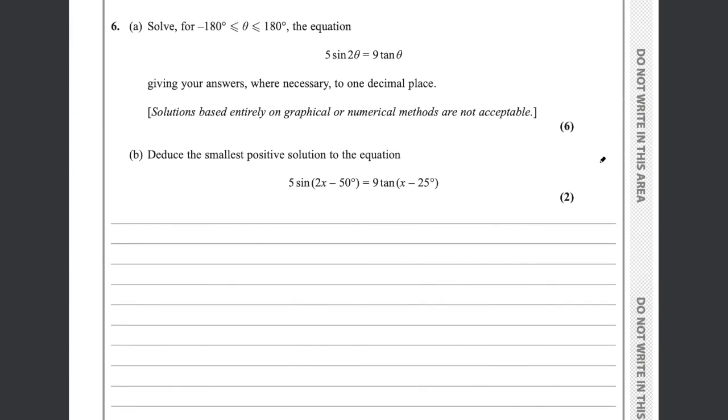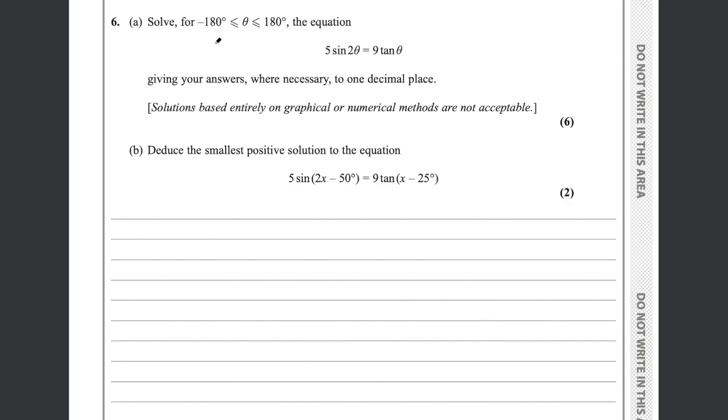On to question 6. Part A says solve for negative 180 to 180 the equation 5 sine 2 theta equals 9 tan theta. Give me your answers where necessary to 1 decimal place. And solutions based entirely on graphical or numerical methods are not acceptable. Okay.